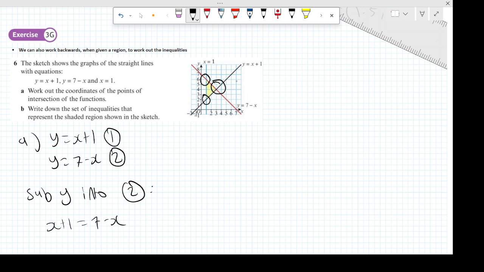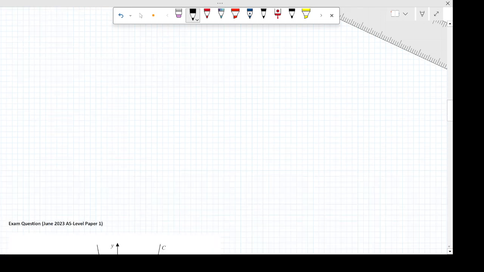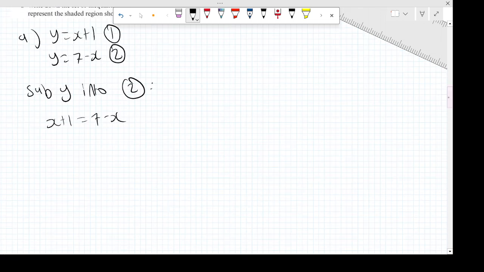minus x. Then I'm going to have 2x equal to 6, right? If I move the 1 to the other side, take away 1, then x is equal to 3. Then I need the y value. If x is 3, substitute that into any of the equations. So y is x plus 1, that'd be 3 plus 1 equals 4. So the coordinate there would be 3, 4.